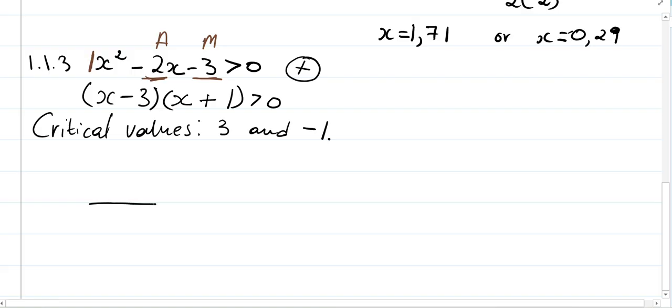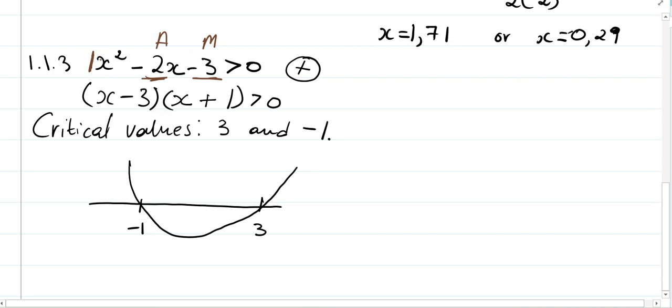So drawing the graph, how will the graph look? Let me first start with the smallest critical value, and then I'll continue to the largest critical value. How would my graph look? My graph would be concave up. Why would the graph be concave up? Because the coefficient of x squared to begin with here was positive.